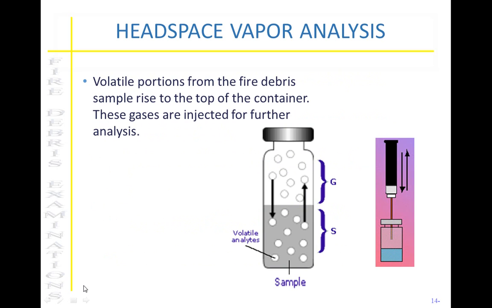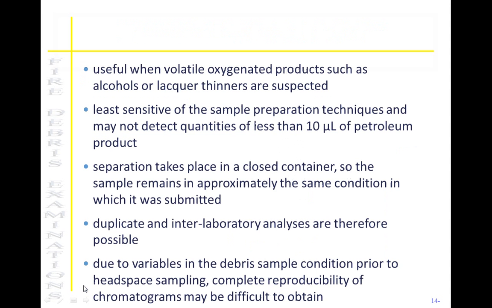Another method that's commonly used for isolating ignitable liquids is headspace vapor analysis. This traps the volatile portions in the container itself, allowing the gases to be injected into an instrument. This is very useful for some of the volatile compounds, such as alcohols and lacquer thinners. However, this technique is not used as often as passive headspace because it is less sensitive. This method does allow for duplicate testing, and most laboratories require duplicate testing for arson debris samples.